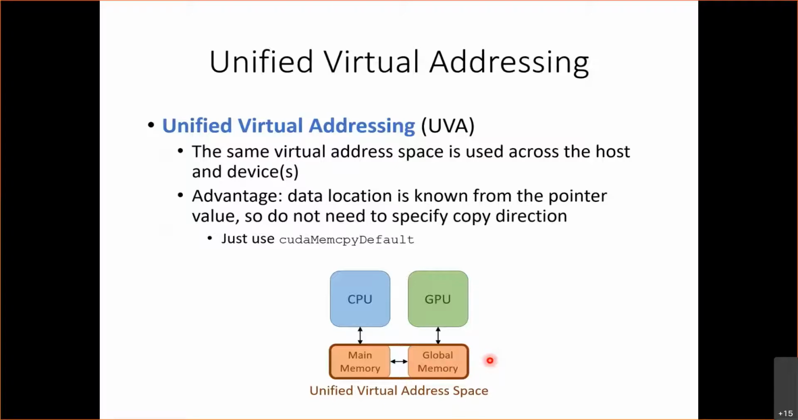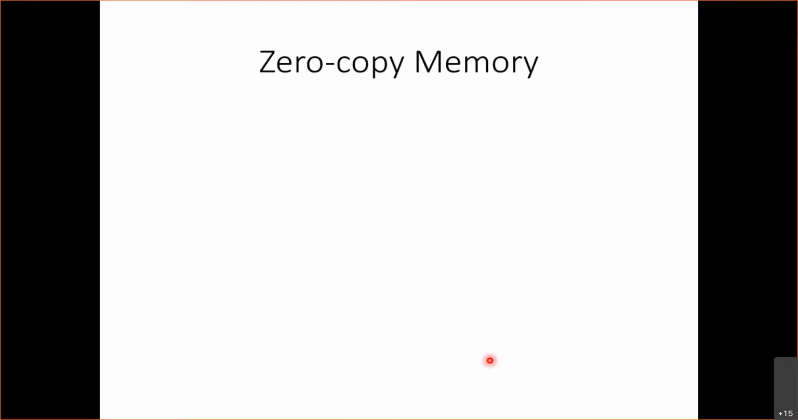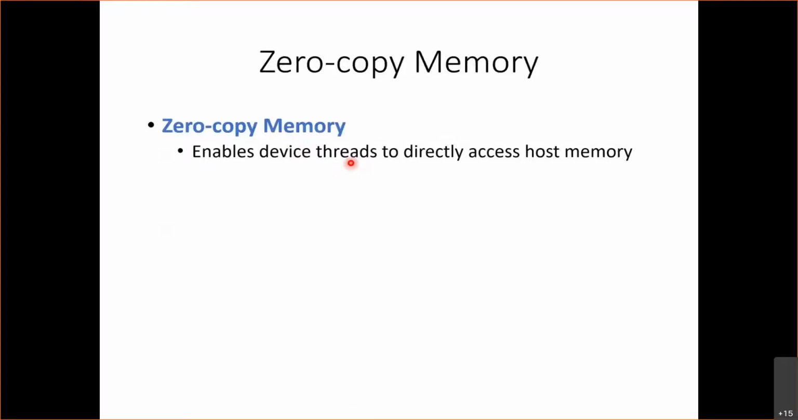Now, there's another advantage of unified virtual addressing, which I will also show you. But let me first introduce another topic, which is zero copy memory. So, what is zero copy memory? Zero copy memory enables threads running on the GPU, so device threads, to directly access the host memory. Okay, what does that mean?